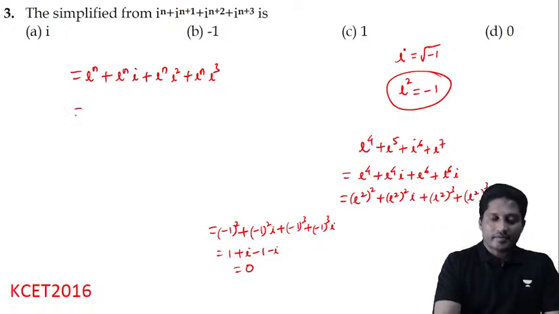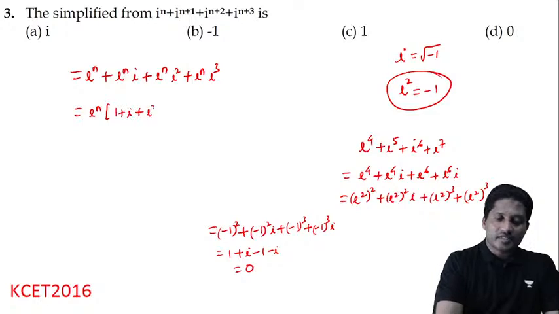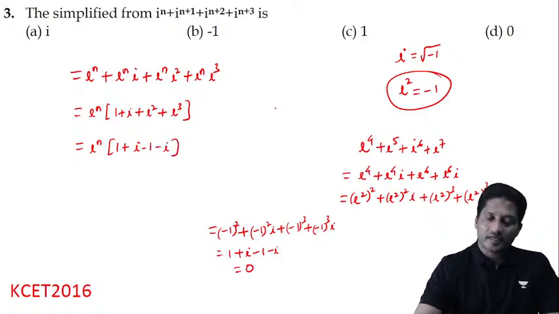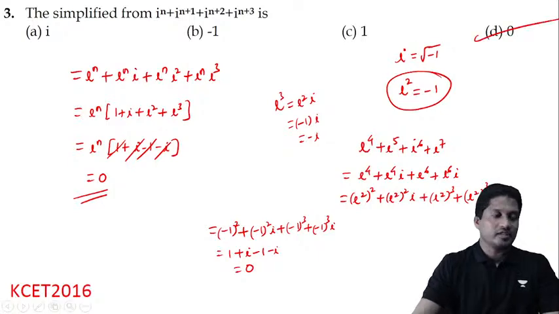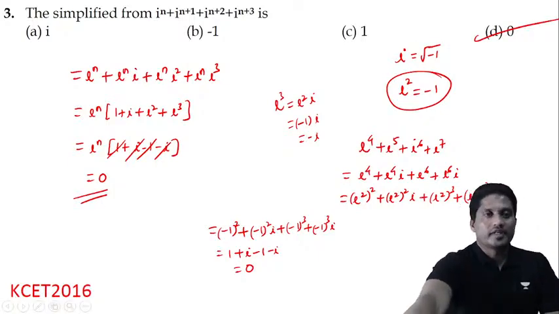Right? I'm going to take i power n out. You will get 1 plus i square plus i cube. So this is i to the power of n times 1 plus i square is minus 1, i cube is minus i cube, i square into i, minus 1 into i equal to minus i. You cancel this as well, you get 0. Sum of 4 consecutive powers of i is always 0. Let's move to the next question.